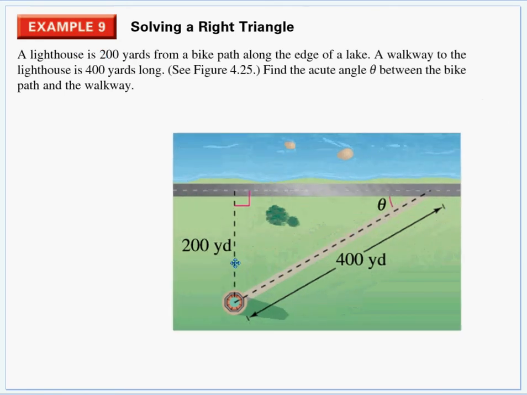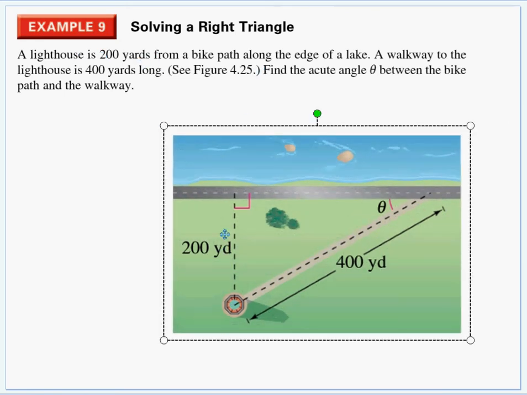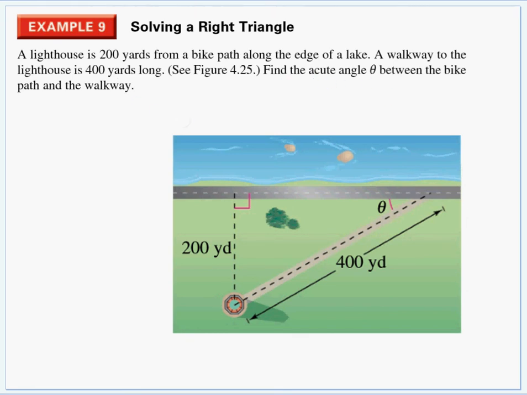We've got a lighthouse right here. It is 200 yards from the bike path. That is a right angle from the bike path along the edge of a lake. A walkway to the lighthouse is 400 yards long. Find the acute angle theta between the bike path and a walkway.